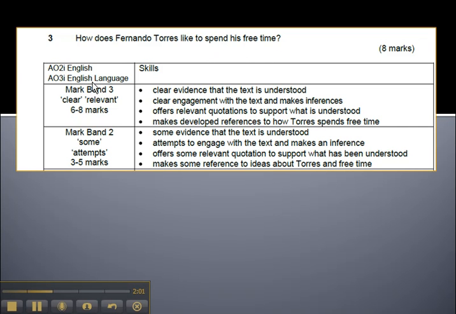If we look at the mark scheme, this will show you why inference is important. To get 3 to 5 marks out of 8, you need some evidence that the text is understood. So show that you understand some of the things he likes to do in his spare time. You engage with the text and make an inference. To get higher marks, you need clear evidence the text is understood, clear engagement with the text, and inferences. The other things you absolutely need to do are to give quotations to support your points, and to make developed references to how Torres spends his free time. So develop your explanation. That's the explanation plus bit.